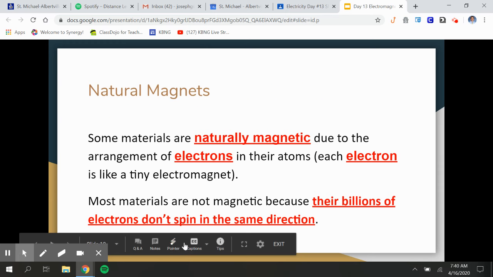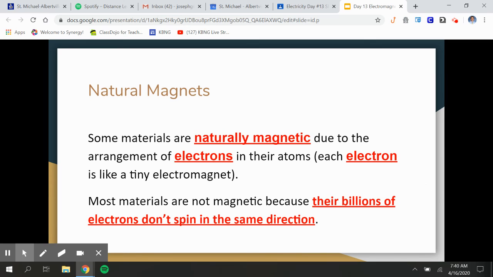The things that we find that are natural magnets, it's again due to the arrangement of their electrons. And most things aren't magnetic because we can't get their electrons to spin in the same direction. So when you find a natural magnet, it is because of those electrons lining up and spinning in the same direction. An electromagnet, we're kind of generating by that flow of electrons, pushing them in the same direction.